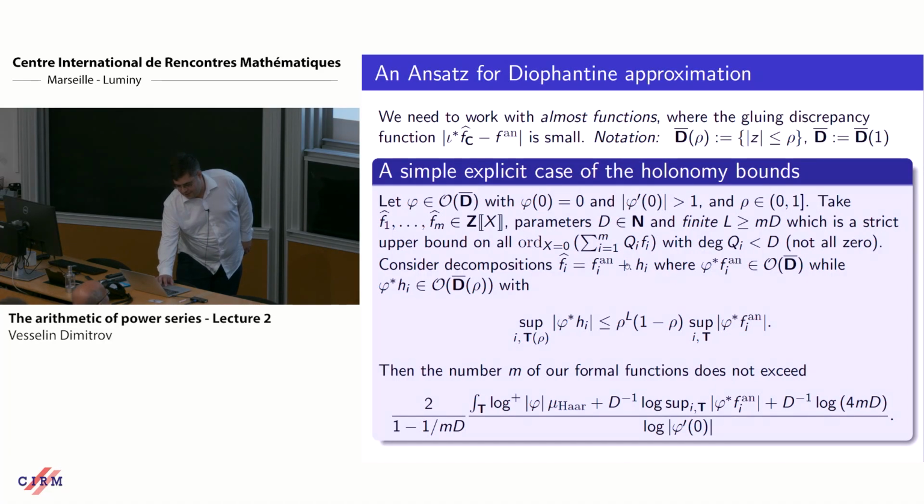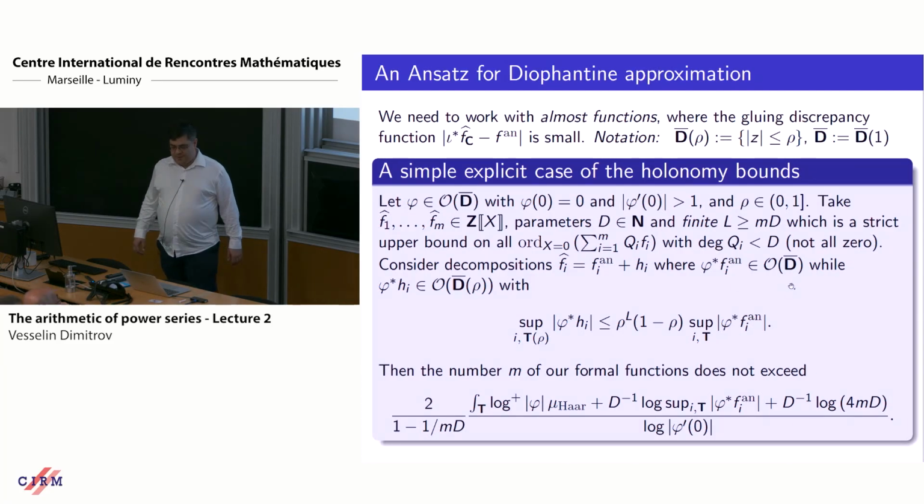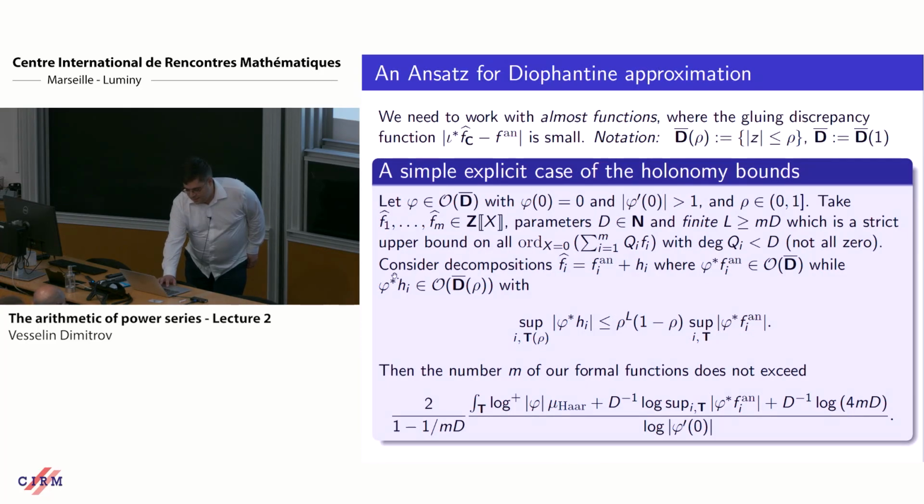So we also suppose that the Diophantine approximation conditions are in the following form. Suppose that instead of having f_i on the nose pull back to a holomorphic function, they can be decomposed into an analytic part, so to speak, which does pull back to a holomorphic function, and some approximation part h_i whose coefficients are small in a suitable sense, and the way to quantify it is by the following inequality. So we suppose that at least the pullbacks of the h_i are holomorphic on this smaller disk, so this is the explicit condition to capture this smallness.